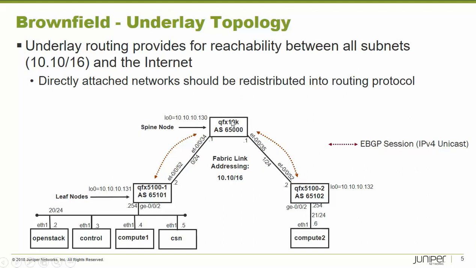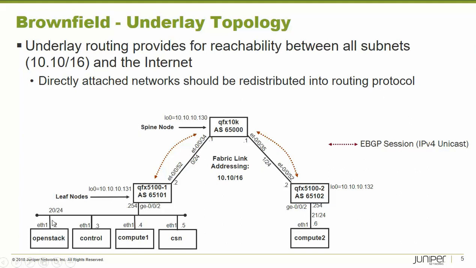I've got a spine node, a QFX10K. I've got eBGP running between each of them, so that I'm also redistributing loopback interfaces, as well as this ge-0/0/2 and ge-0/0/2 over here, into BGP so that I can ping from one subnet to another. That's very important: these devices should be able to reach each other.